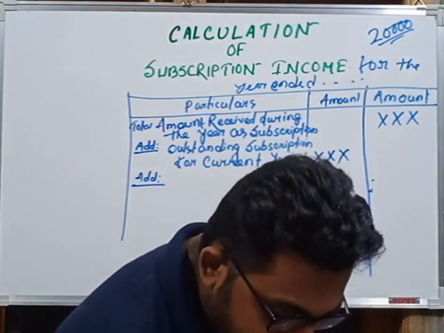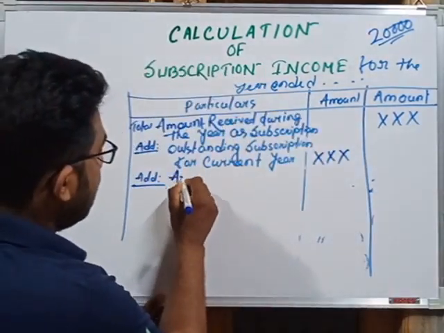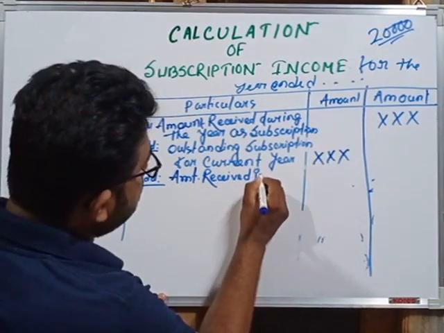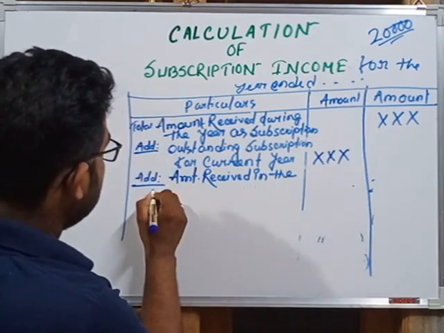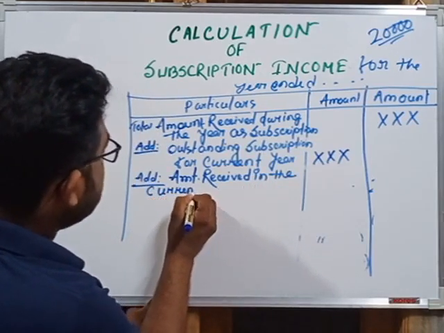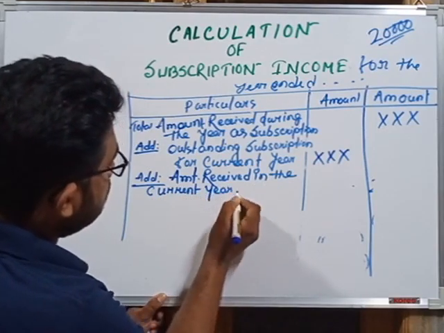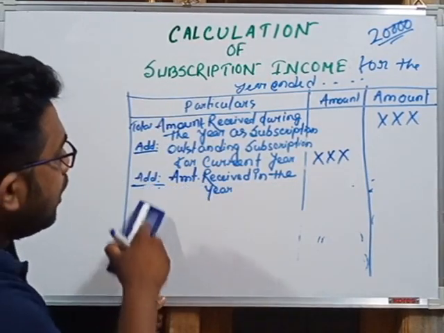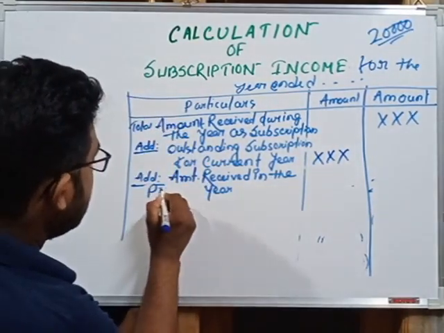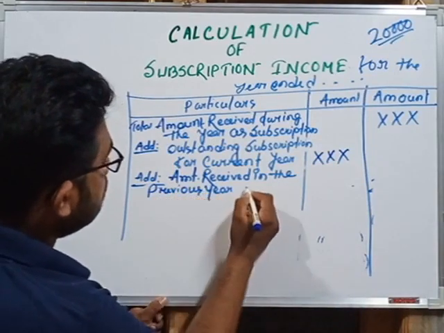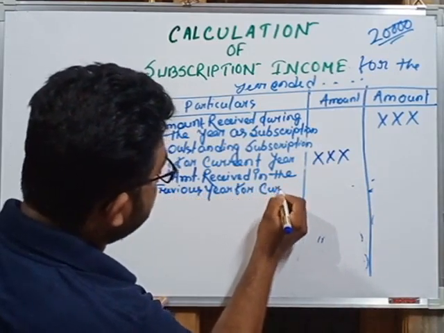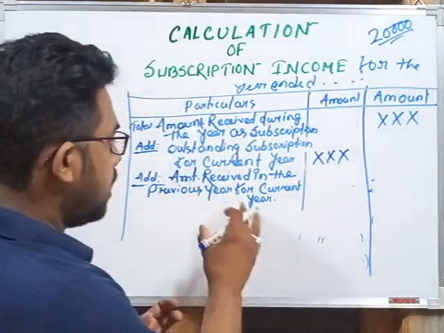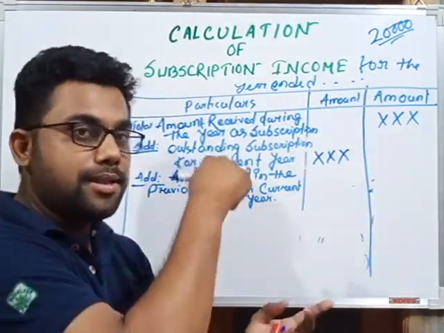Amount received in the previous year but related to the current year. Important, amount received in the previous year for current year. Okay, just read this point: amount received in the previous year but for the current year.